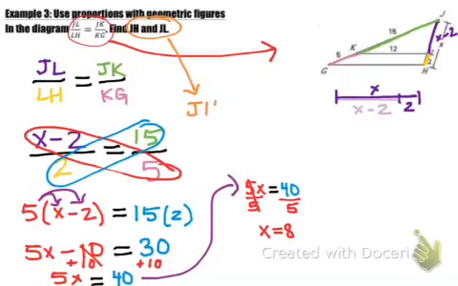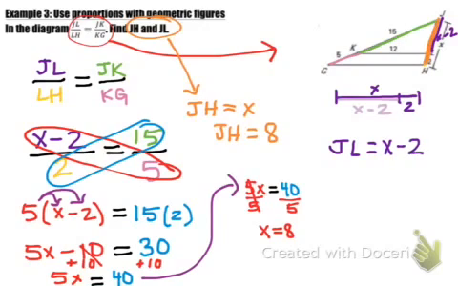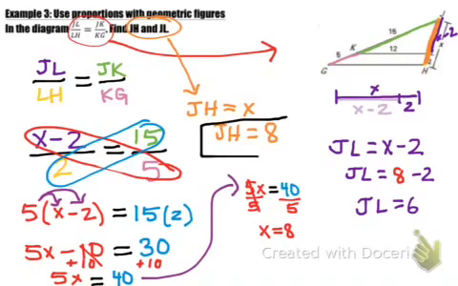Now, JH, if we look back at our picture, is the whole entire segment. Now remember that whole segment is represented by x. So that means that JH is equal to 8. Now JL is represented by the first half of the segment, which we figured out is x minus 2. So that means JL is 8 minus 2, which is 6.